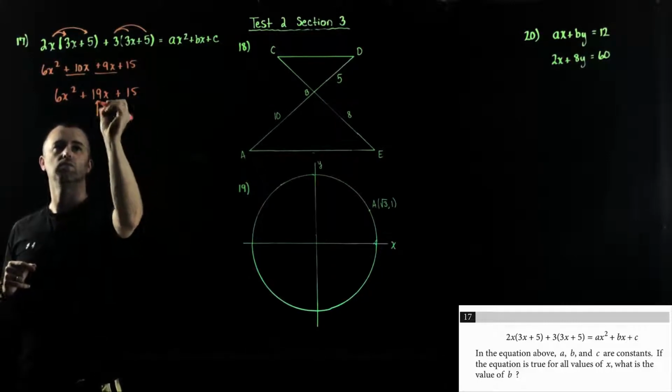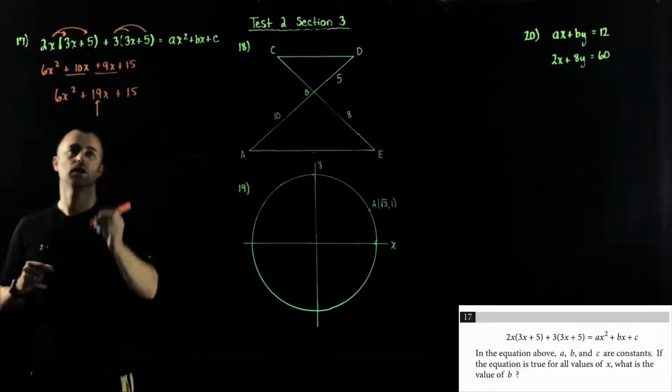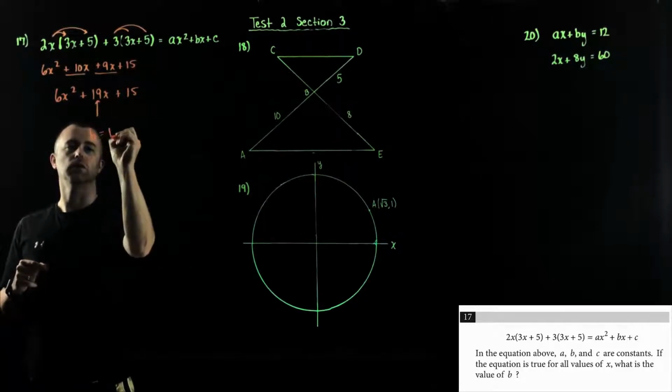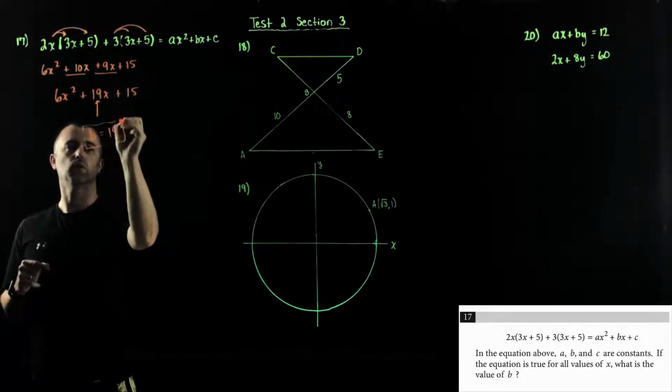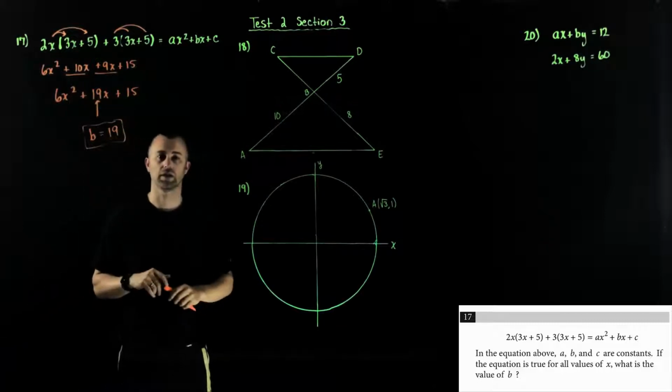Now again, they just want to know what b is. That's the term in front of x. So this is my b value, which is 19. That's what you'll plug in for your grid-in answer for number 17.